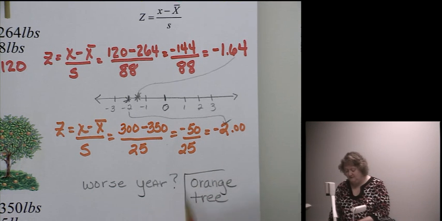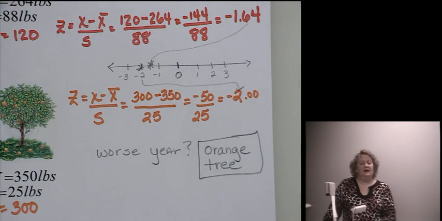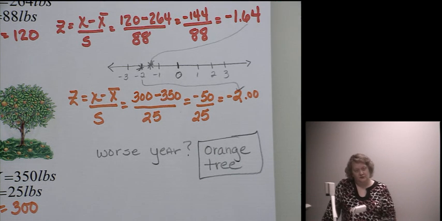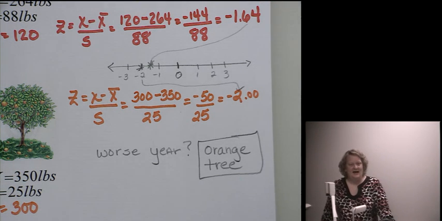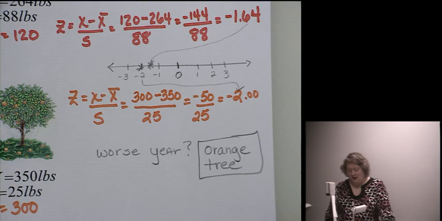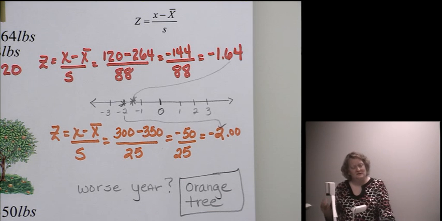Even though it was only 50 pounds off, as opposed to my apple tree, it was off more standard deviations than my apple tree was. So my worst year was for the orange tree. But again, be careful that you read your problems because your problems will tell you what to look for. Notice on these that you go in, you pick out your information, and you plug it into these z-score formulas. And then you want to look at it.